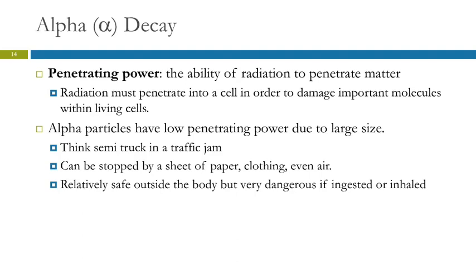Alpha decay has the lowest penetrating power of the different types of radiation. So you can stop alpha particles with even a sheet of paper, your clothing. An air gap will stop alpha radiation. So it's very easy to stop it. But if it does hit cells, it will ionize things. So alpha radiation is relatively safe as long as it stays outside your body. So it can't get through your shirt.